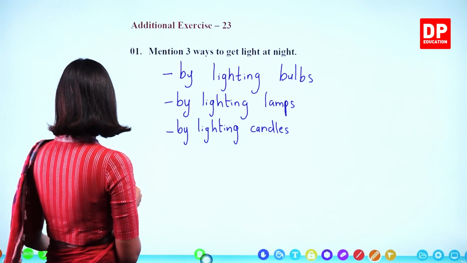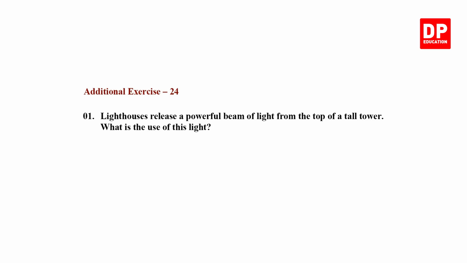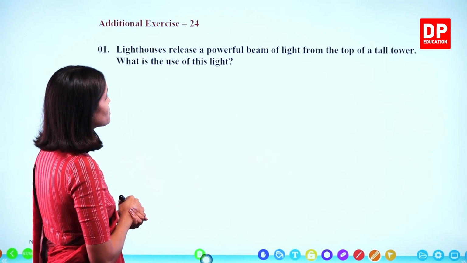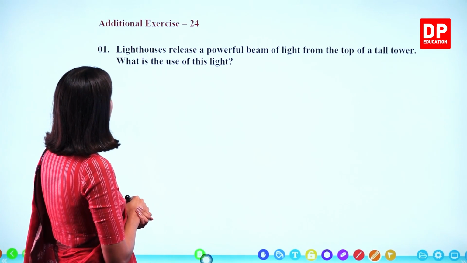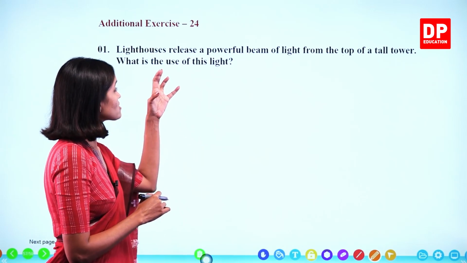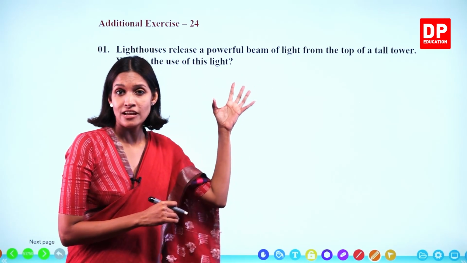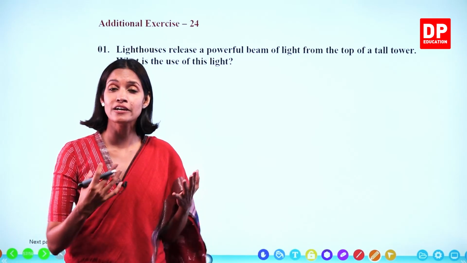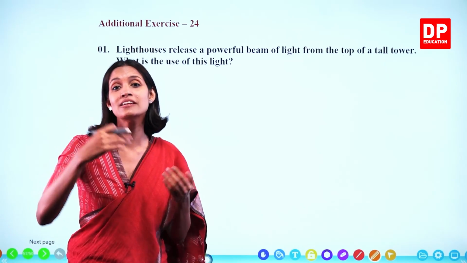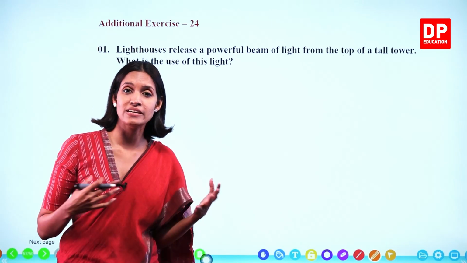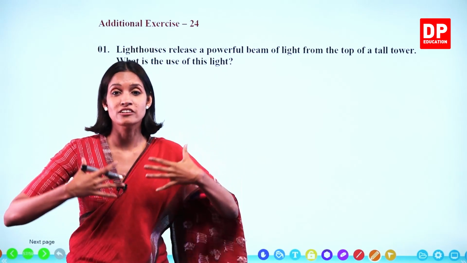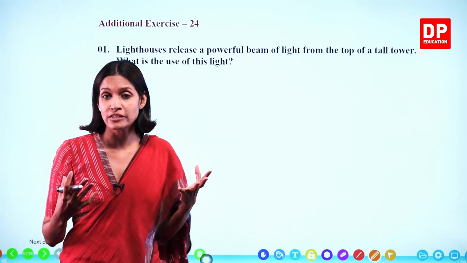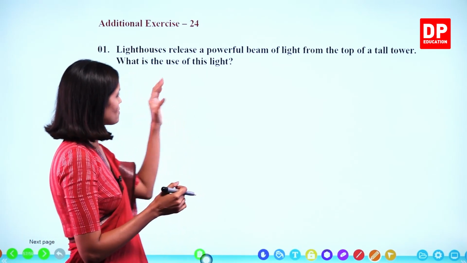Next one, exercise number 24. Number 1: lighthouses release a powerful beam of light from the top of a tall tower. What is the use of this light? Because of this light emitted by the lighthouses, the sailors, during the night time, can find out where the land is. During the night time, they cannot see through the darkness. Therefore, it's very important to see this type of light to understand where the land is. We will write.